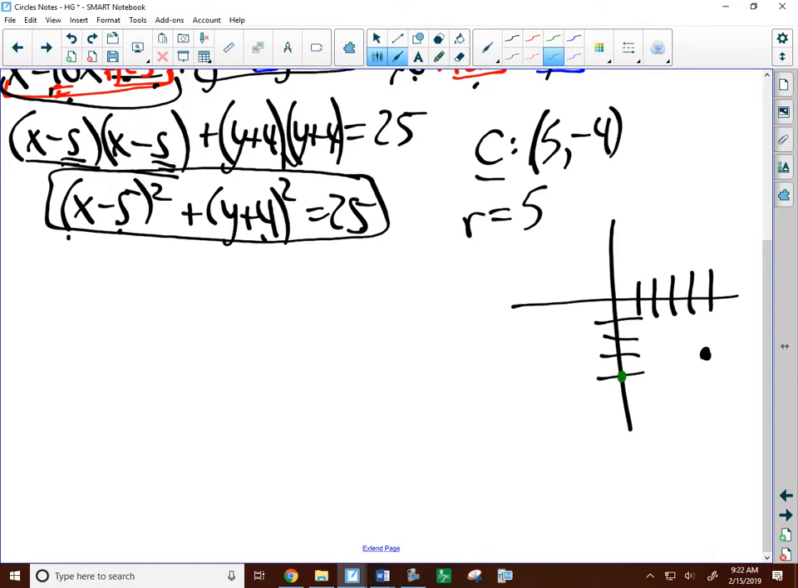Now, technically you take your compass and you do a circle with radius 5. That's a pretty good circle. If you don't have a compass, just go radius: go 5 left, 5 up, 5 down, and 5 right. Those are 4 points you for sure can know. And then sketch in a circle.